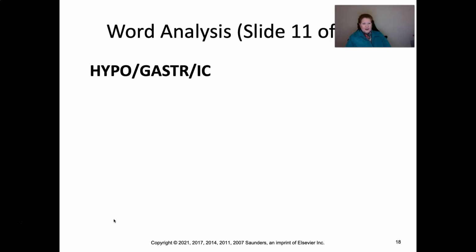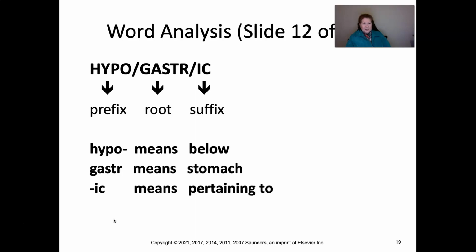Hypogastric. Now in this one, we get a prefix. Hypo is our prefix. It comes before our root word of gastr. And ic is our suffix. Do you see any combining vowels? No. Hypo is a prefix all by itself, and it has a vowel in it, so we don't need to add one. Ic is a suffix, and it starts with an I, which is a vowel, so we don't need one.